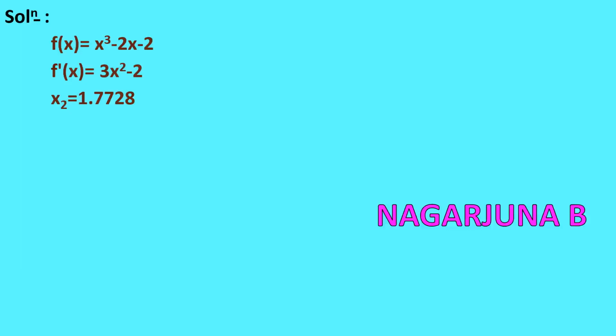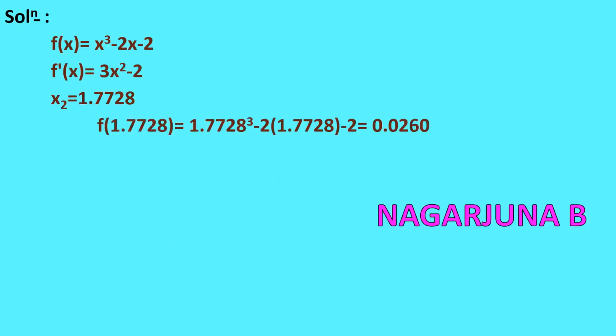f of x2, that is f of 1.7728, is equal to 1.7728 cube minus 2 into 1.7728 minus 2, which is equal to 0.0260, after rounding off to 4 significant digits after the decimal point. The next one, f dash of 1.7728 is equal to 3 into 1.7728 square minus 2, which is 7.4284, upon rounding off to 4 significant digits after the decimal point.